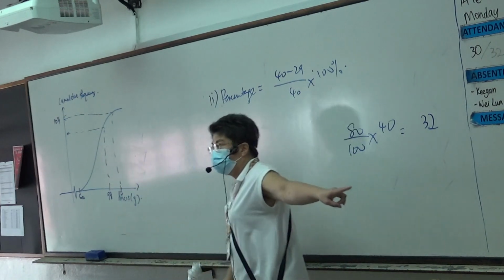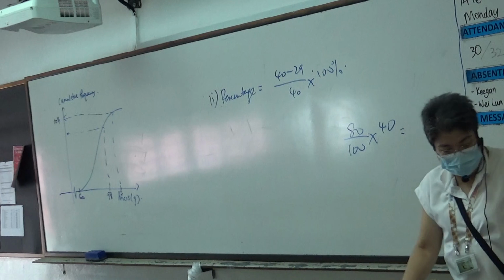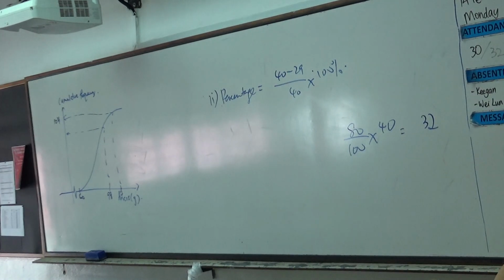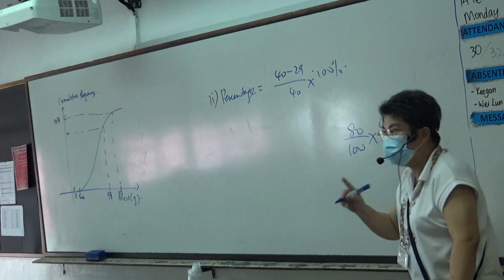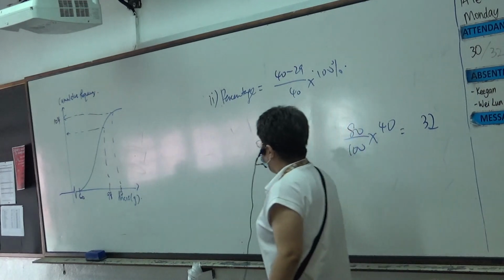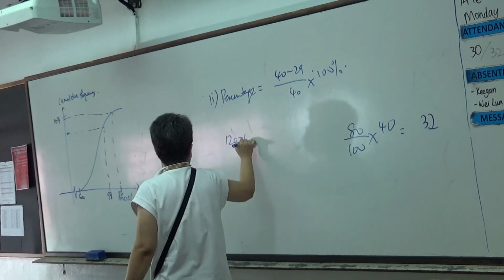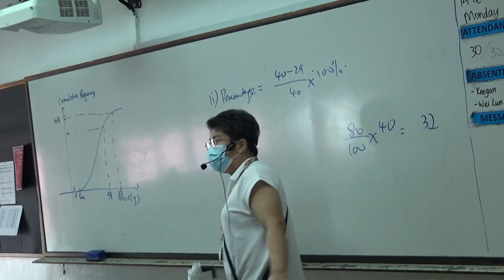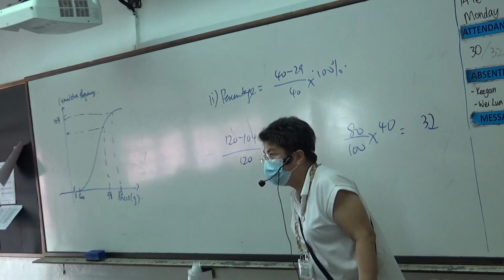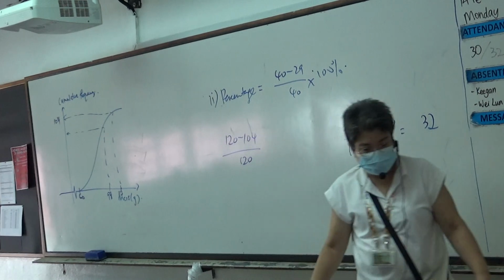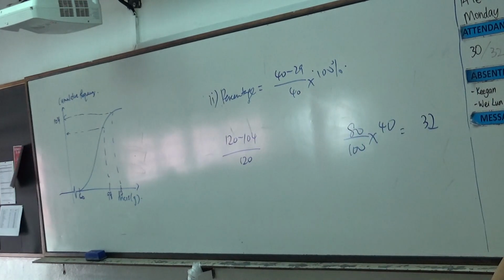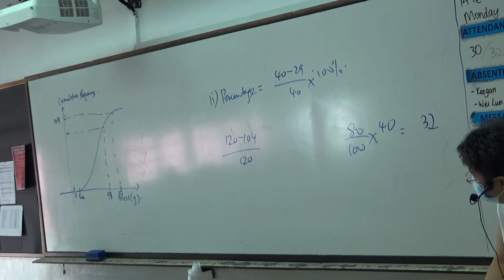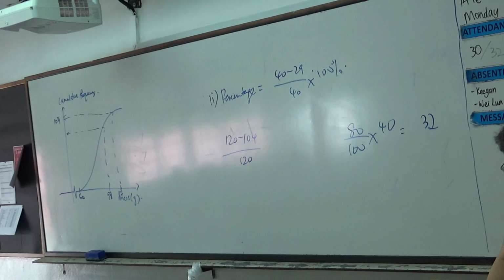What did the question ask for? The fraction of the total number of apples having mass 117 grams or more, right? So you must take 120 minus 104, over 120, right? They want the fraction. Agree? Okay? So I will get 16 over 120, change to lowest terms will be 2 over 15.